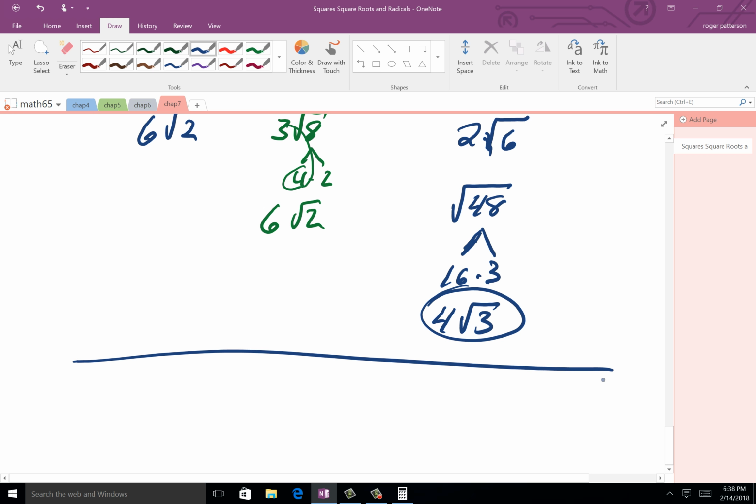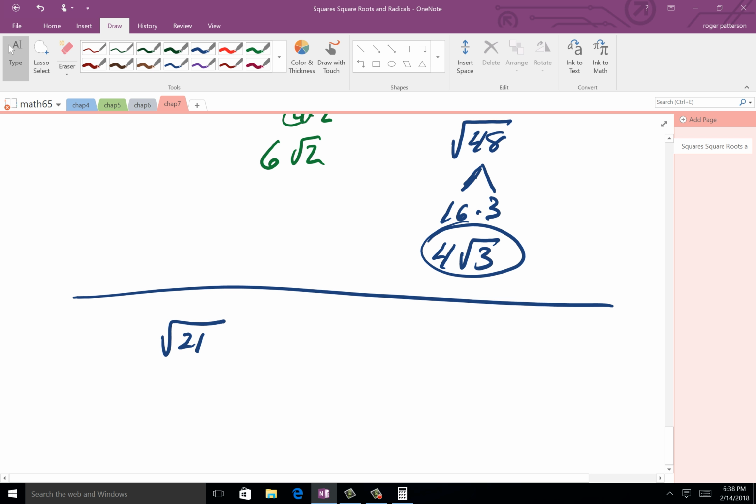Now, it is possible to have one that's already simplified. You can't simplify it anymore. All right? So if we had the square root of, say, 21, are there any perfect squares that go into 21? No. None. So it's done. We can't do anything more with that. Okay? So it's already simplified. So it's a lot like, some fractions can't be reduced, right? Because nothing goes into them. So it's pretty similar that way.